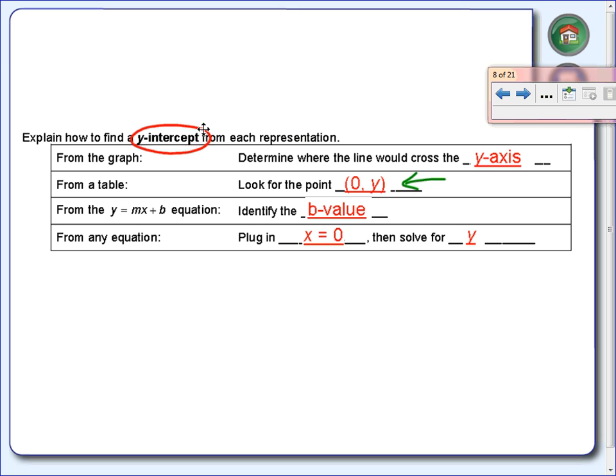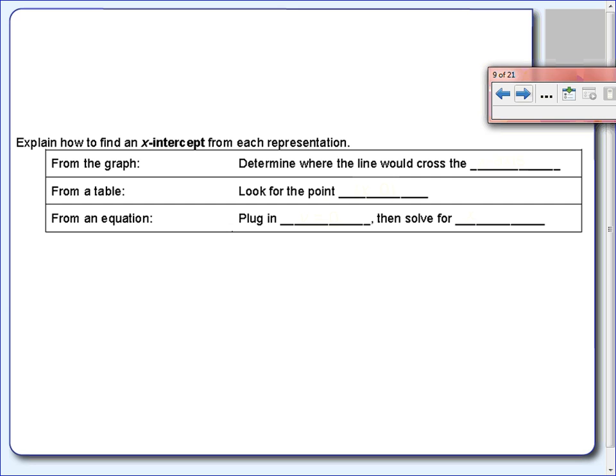So remember, this is to find the y-intercepts. It's a little bit different when you're looking for the x-intercepts. So now we're looking at x-intercepts, not y-intercepts. So the first one says if we have a graph, how would you find the x-intercept? What are you looking for? Where the line crosses the x-axis.